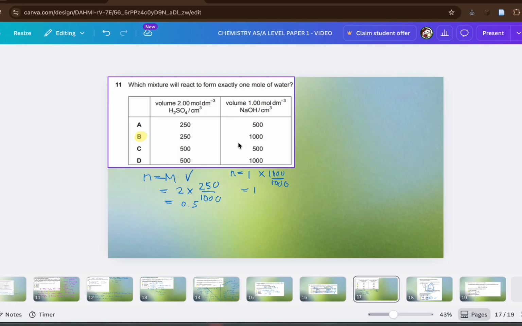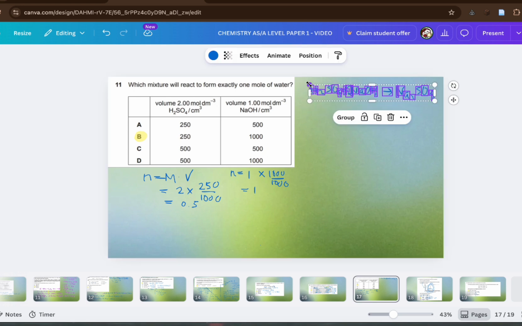Next, we have to write the reaction. So, look, H2SO4 plus NaOH, sodium hydroxide, will produce Na2SO4. By the way, we will multiply the NaOH by 2 to make it equal, because it will produce Na2SO4. That's why you multiply the NaOH by 2.